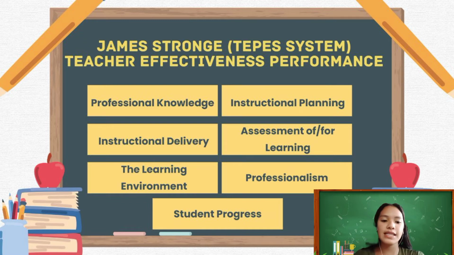So the first one is professional knowledge. The second one is instructional planning. The third one is instructional delivery. The fourth one is assessment of or for learning. The fifth one is the learning environment. The sixth one is professionalism. So what is professionalism, or if we hear the word professionalism, it maintains a commitment to professional ethics.